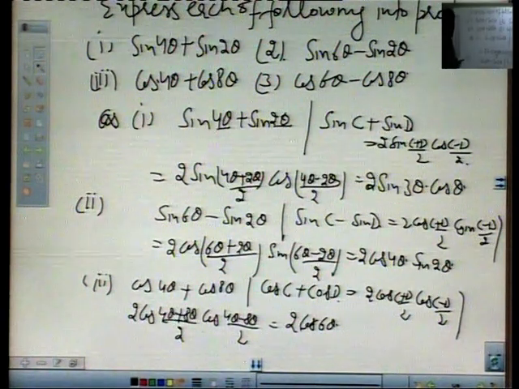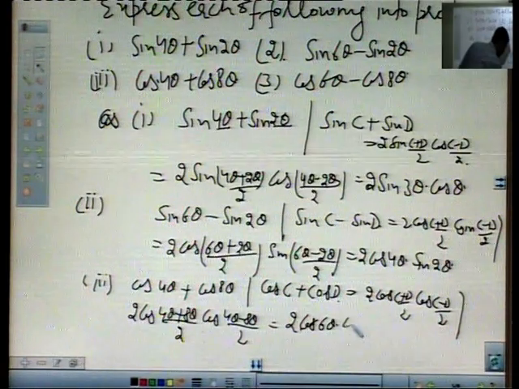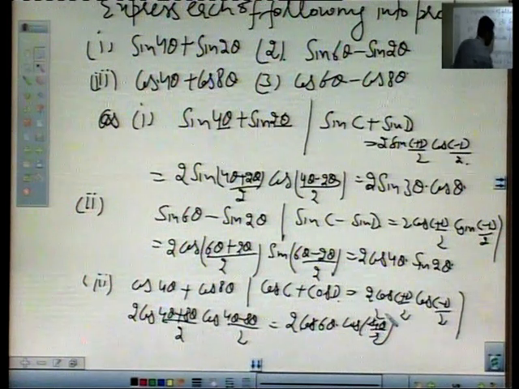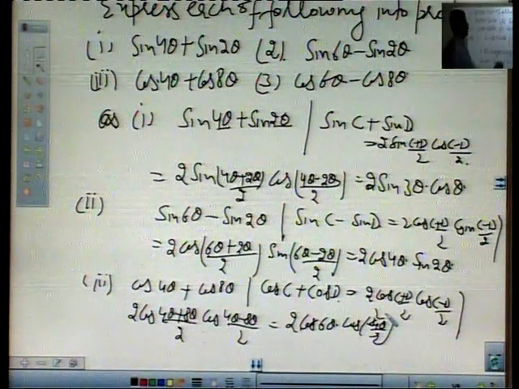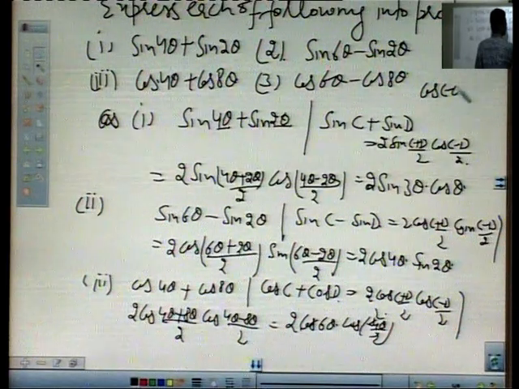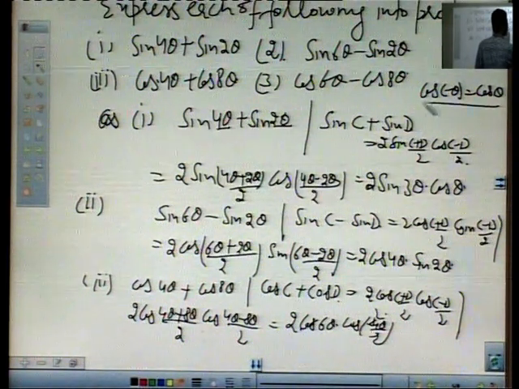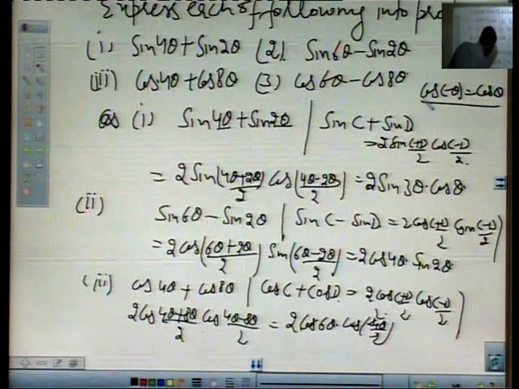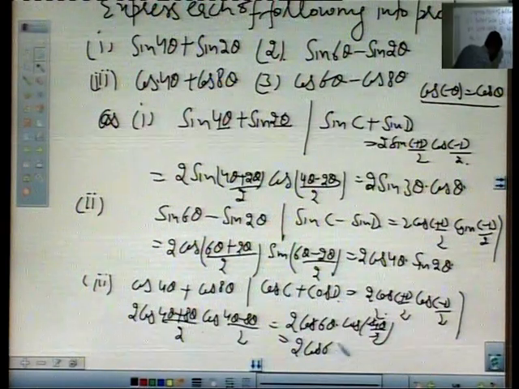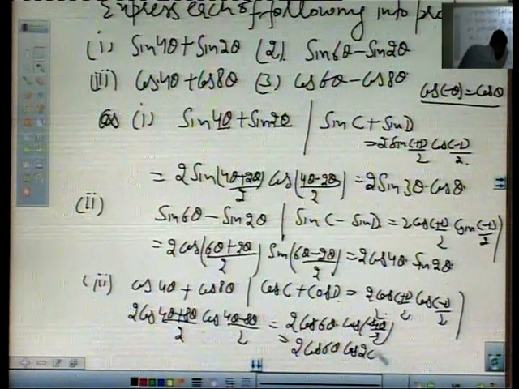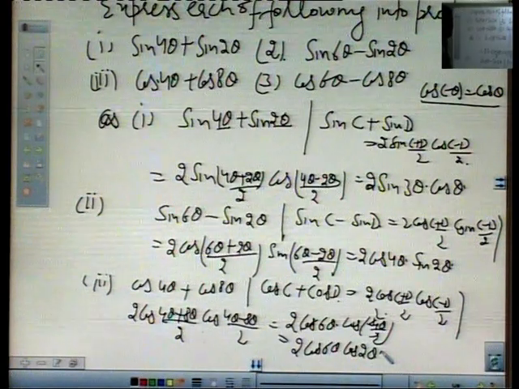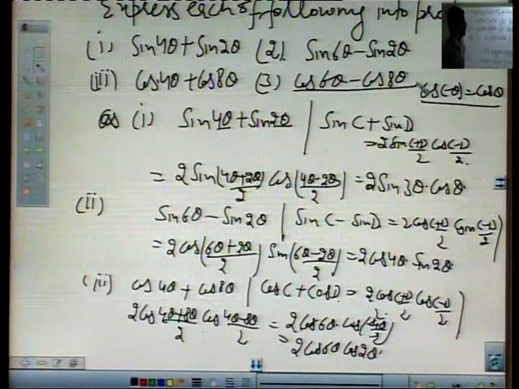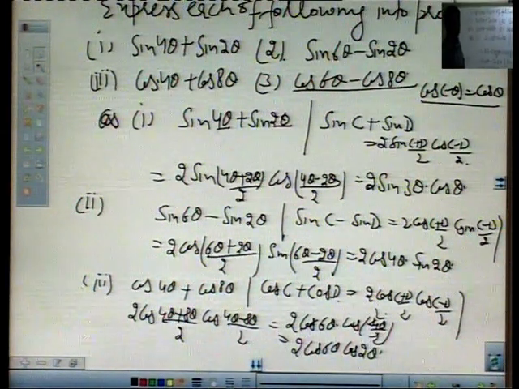So it is cos of minus 4 theta by 2, which is minus 2 theta, and since we know that cos of minus theta is cos theta, as this is an example of even function, so this is 2 cos 6 theta and cos of 2 theta. And last one is this one, cos of 6 theta minus cos of 8 theta.